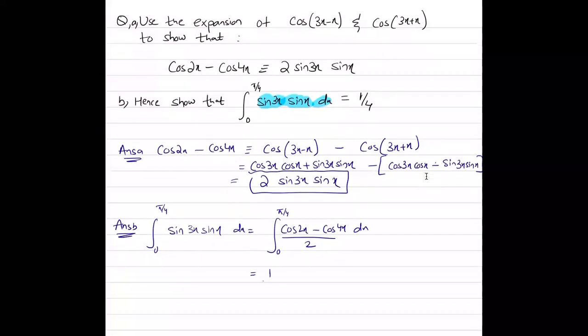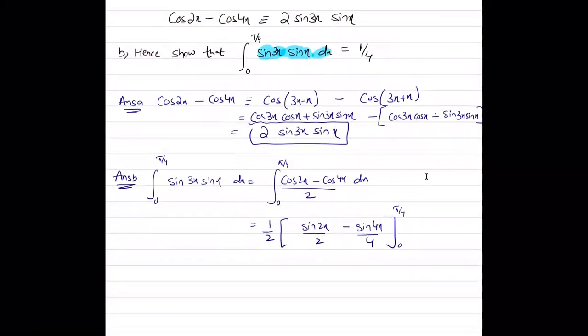You can take 1 upon 2 common out and integrate cos 2x. Cos 2x integration is sin 2x upon 2. Cos 4x integration is sin 4x upon 4. And the limits are pi by 4 and 0. First of all, we are going to plug in the limits.